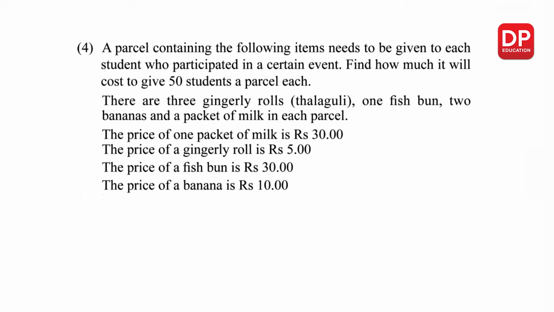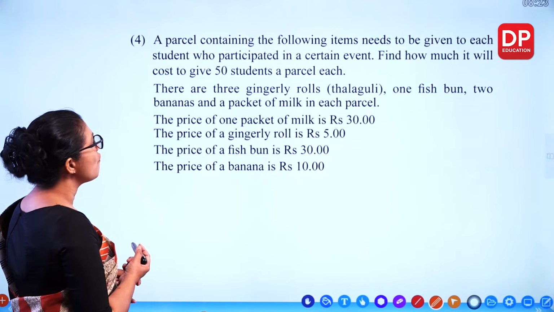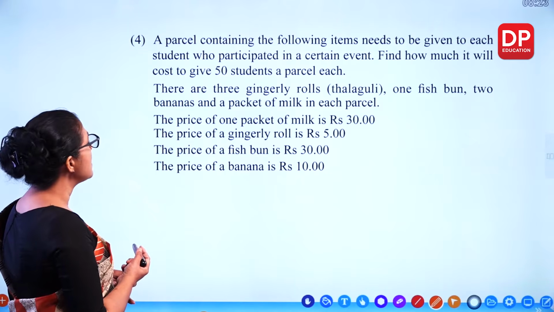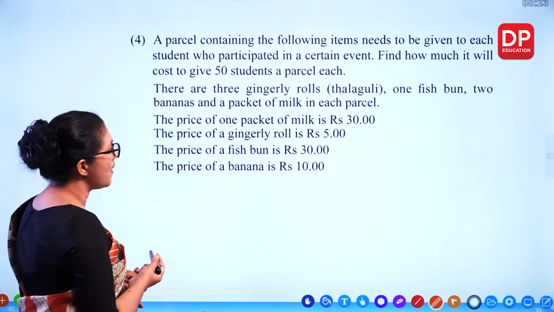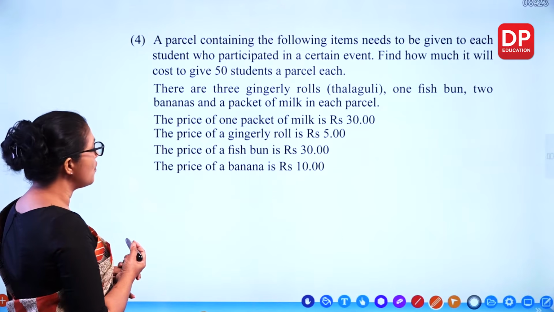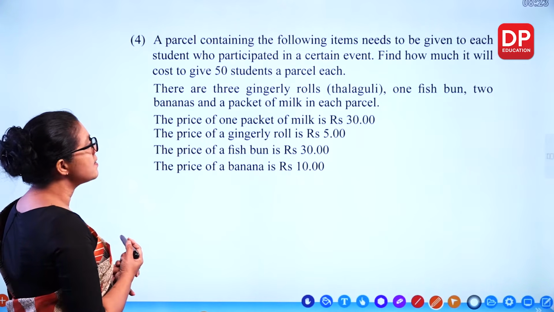Question number 4. A parcel containing the following items needs to be given to each student who participated in a certain event. Find how much it will cost to give 50 students a parcel each. There are 3 gingerly rolls, 1 fish bun, 2 bananas and a packet of milk in each parcel. The price of 1 packet of milk is 30 rupees. The price of a gingerly roll is 5 rupees, the price of a fish bun is 30 rupees and the price of a banana is 10 rupees.